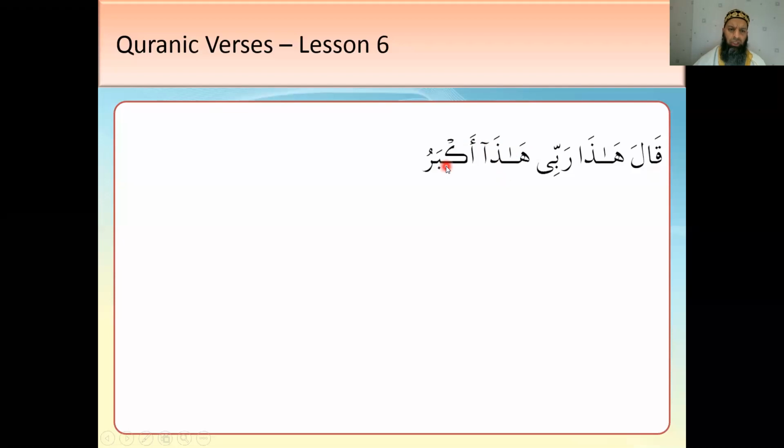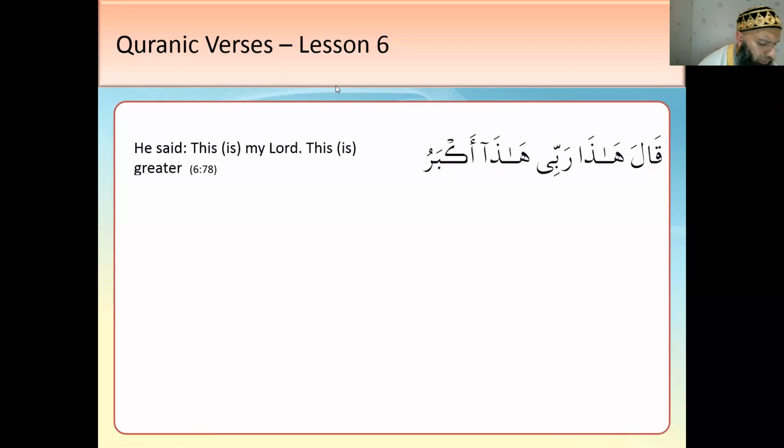Akbar. We've done Kabir, remember? Kabir. Big. Akbar means bigger. It's the pattern where you get that verb and you put it in the Akbar pattern. It makes it into bigger, greater. So here it's greater. Great, greater. I'm just going to go to my translation because I can't see the screen fully. Greater.